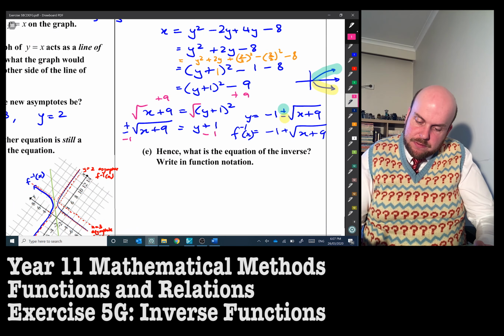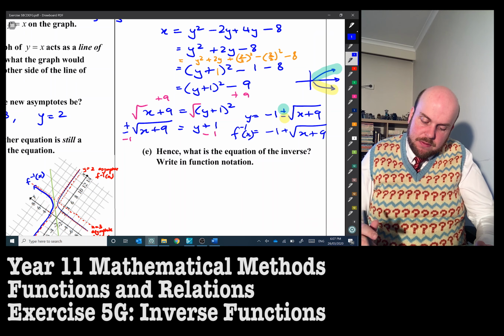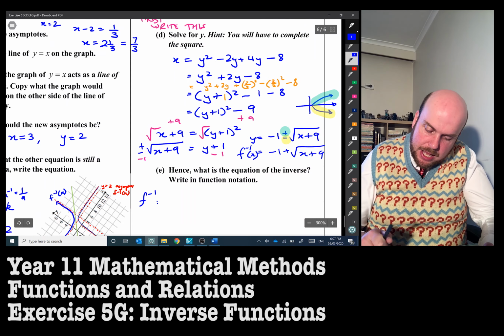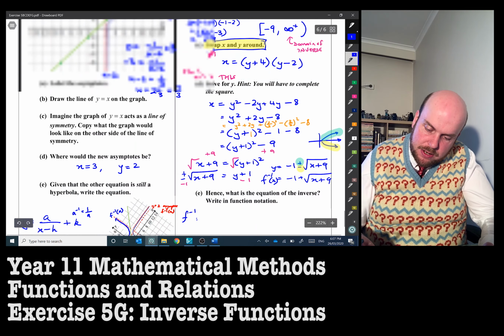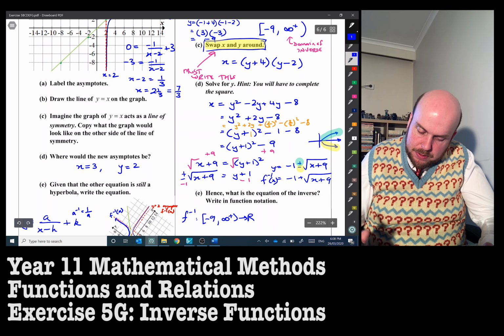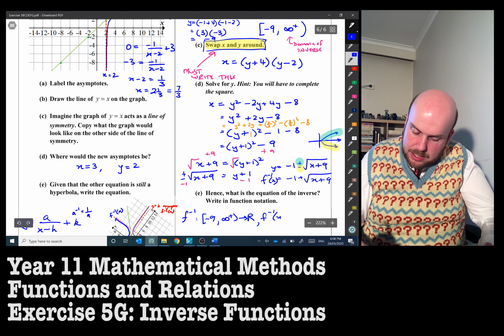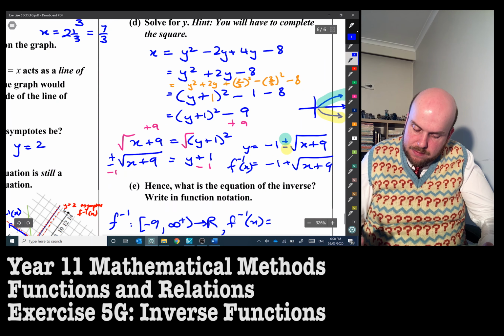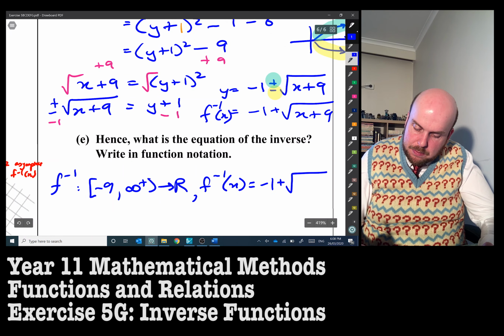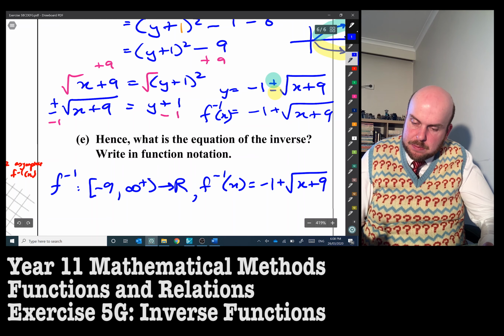So hence, what is the function, or the equation, of the inverse? Write it in function notation. So I'm going to write it as f inverse, and the domain of the inverse is -9 to positive infinity, all real values. The inverse is equal to -1 plus the square root of x plus 9.